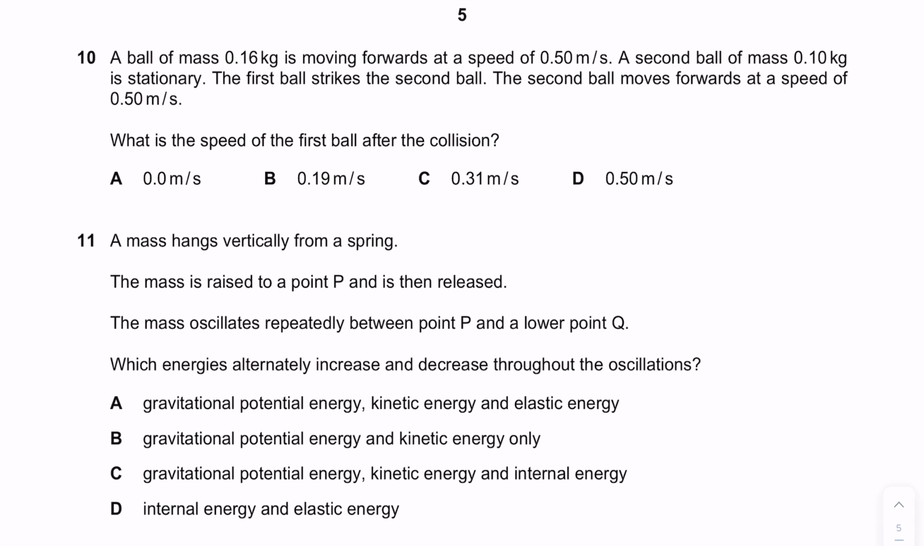A ball of mass 0.16 kg is moving forwards at a speed of 0.5 metres per second. A second ball of mass 0.1 kg is stationary. The first ball strikes the second ball. The second ball moves forward at a speed of 0.5 metres per second. What is the speed of the first ball after the collision?